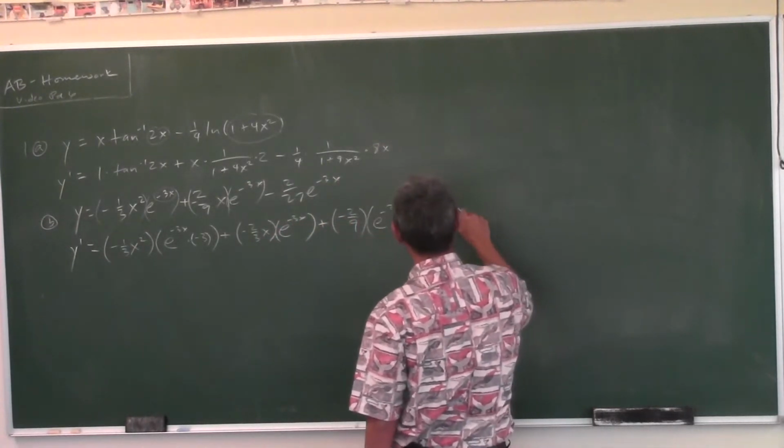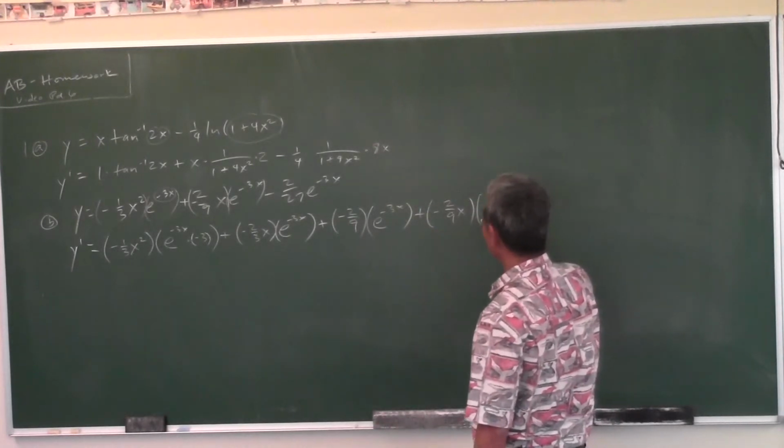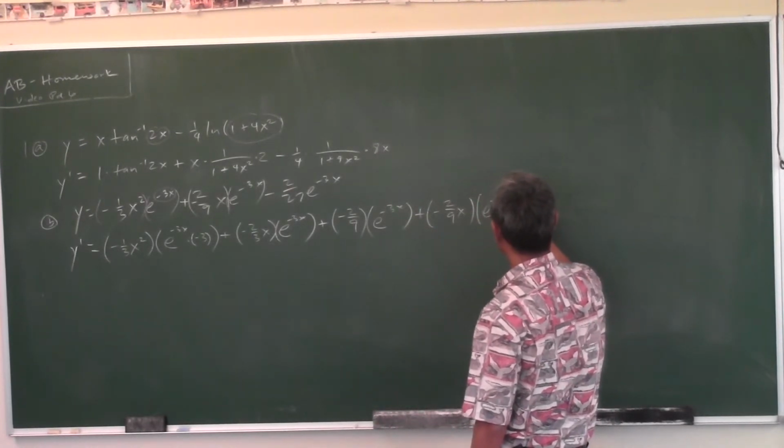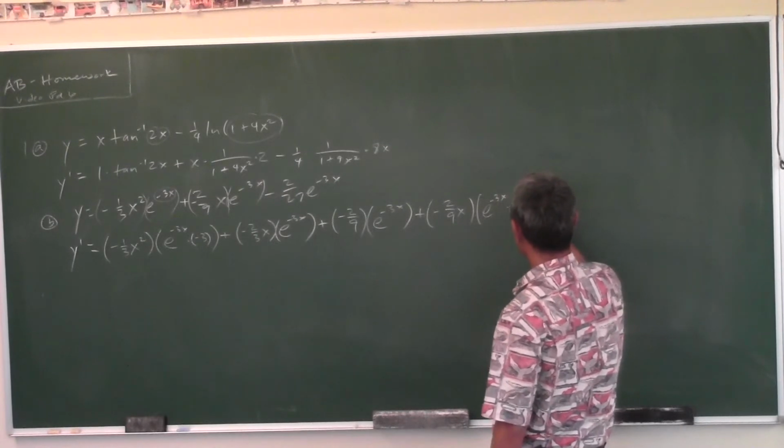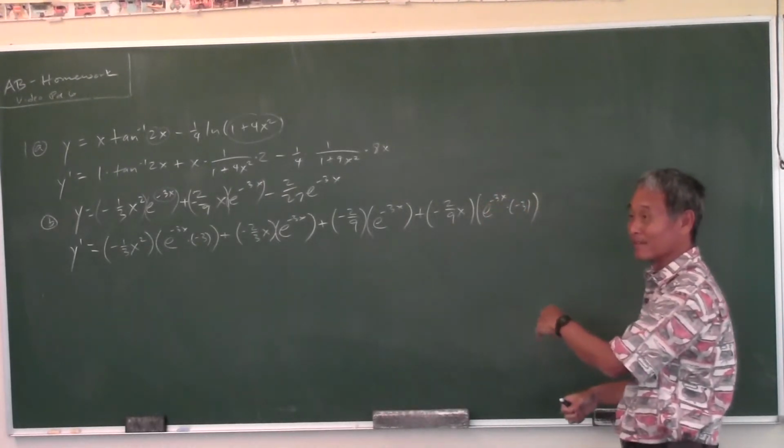Negative 2/9x, and then e to the negative 3x power times negative 3. Okay. See how you learned the second time?